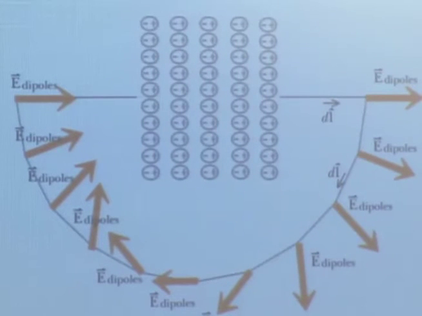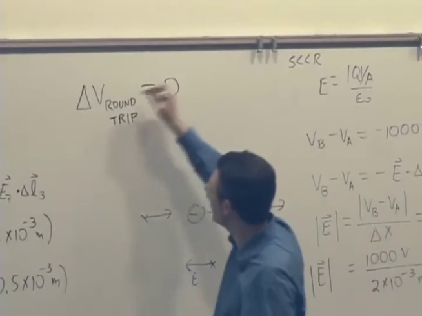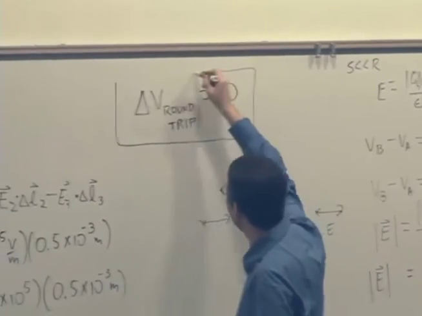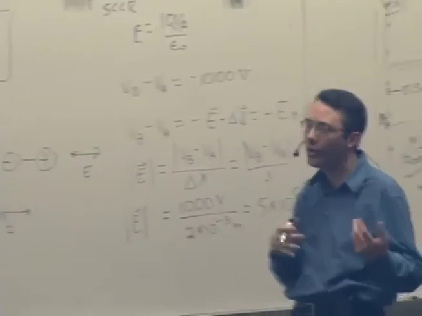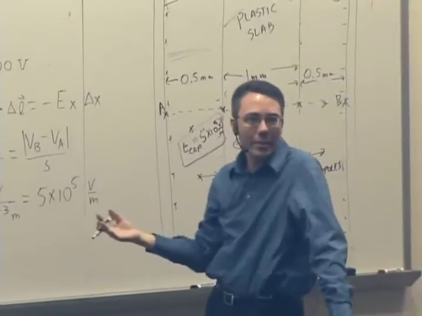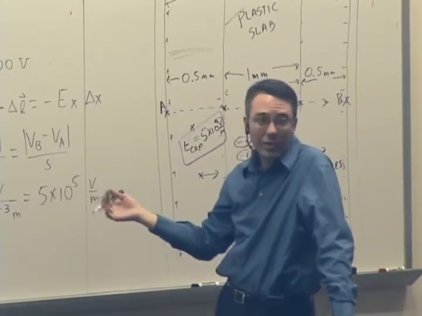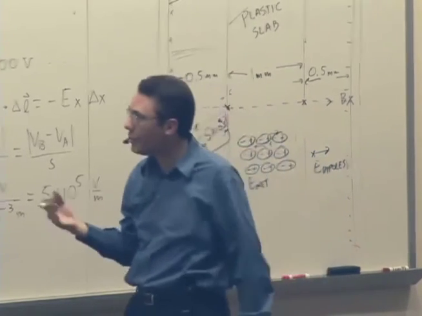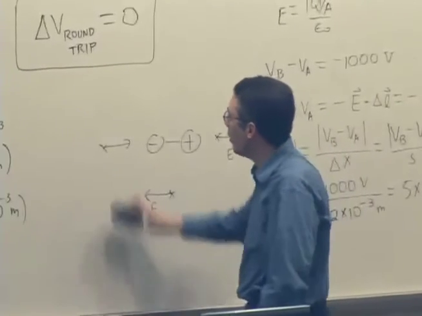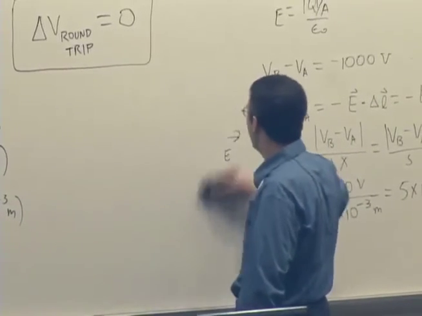If I go round trip, delta V round trip, and my path ends up where it starts, what should I get for delta V? Should get 0. This is an important property to know. It comes from the idea of path independence, where the path doesn't matter going from A to B. If you go from A to B along any path, you get some potential difference. Go back from B to A, you get the same magnitude but opposite sign. Round trip potential difference is going to give you 0.